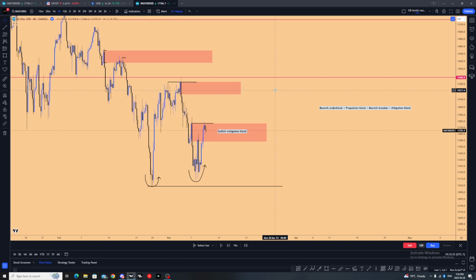We'll do plenty of examples. I'll quiz you nonstop for an hour about what constitutes a bearish order block, what's a propulsion block, what's a bearish breaker. Once you do those examples with me, that's when it will start clicking whether you're looking at the right thing or not.